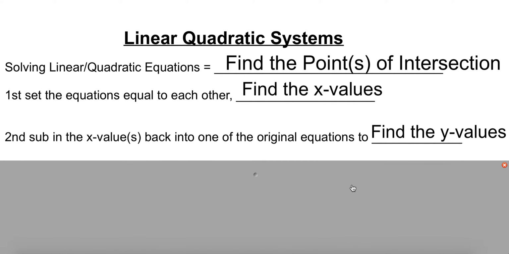The first thing that we're going to look at is solving a linear quadratic system, which just means find the point or the points of intersection. The first thing you want to do is set the equations equal to one another and then find your x values. It's exactly the same as finding your roots, so you factor or use the quadratic formula. The second thing you do is sub those values back in to find your y values.